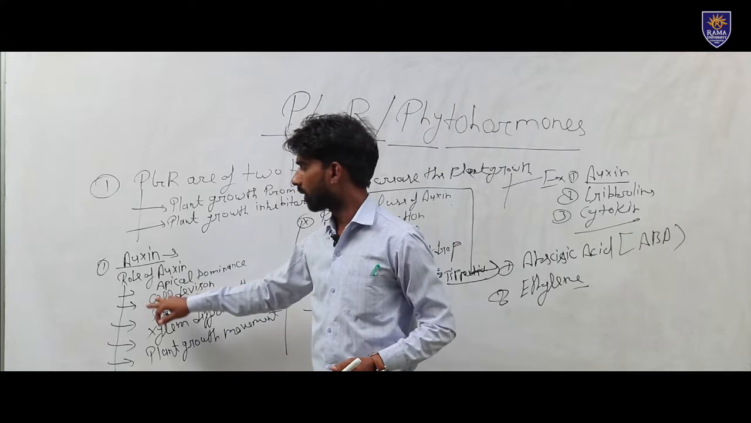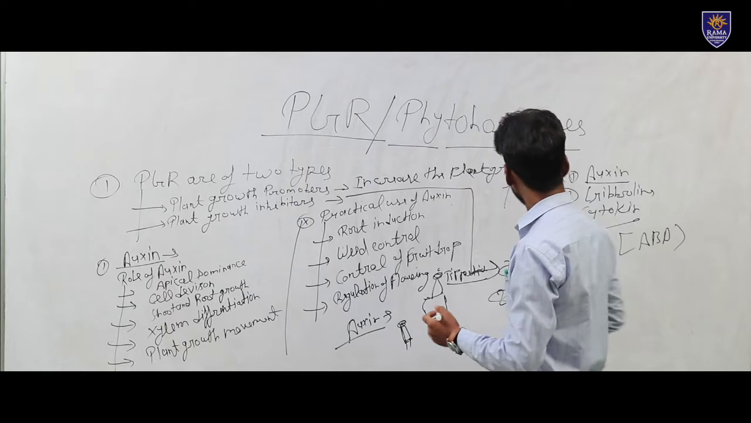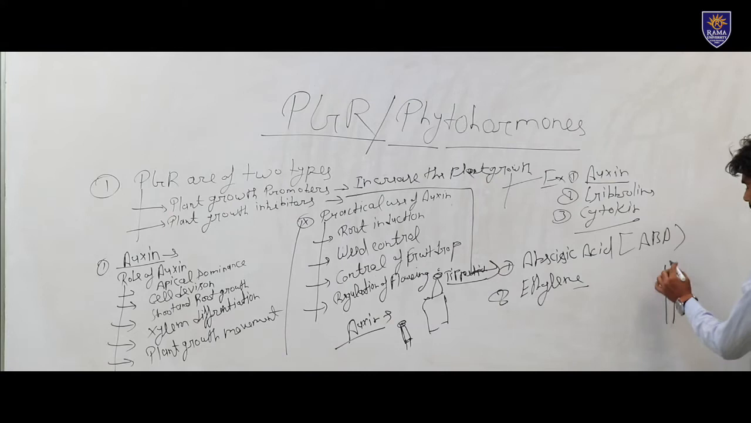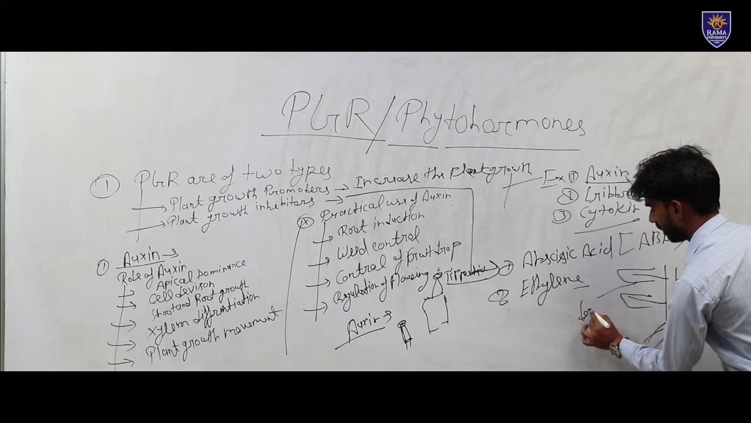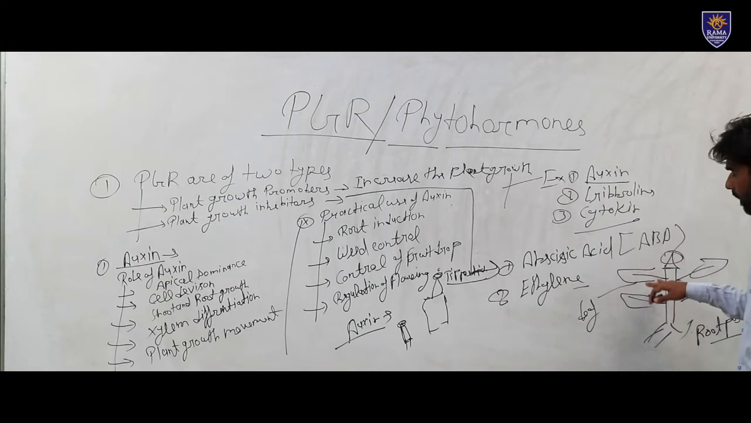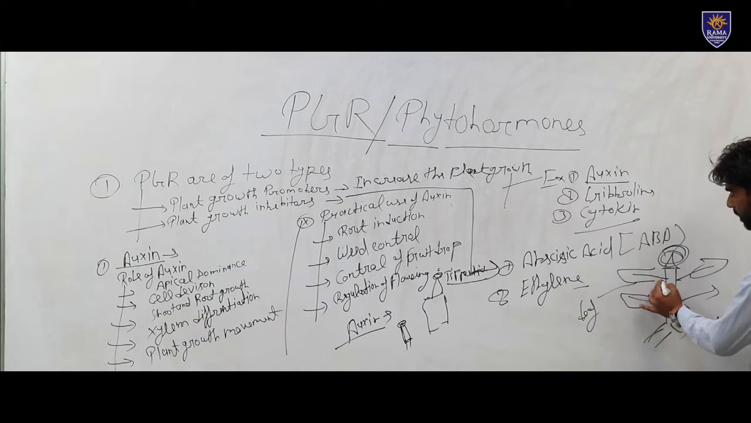What is the role of auxin? First of all, apical dominance. Apical dominance means, here is an example: this is a plant, this is the root portion, leaf, and this portion is the apical part of the plant. When the apical part of the plant is removed, then after some time more sprouting is seen in the plant.